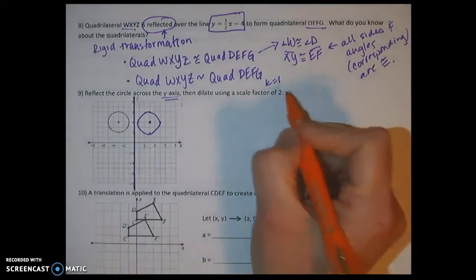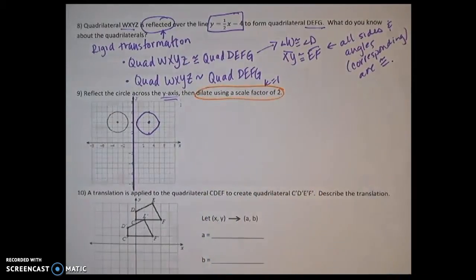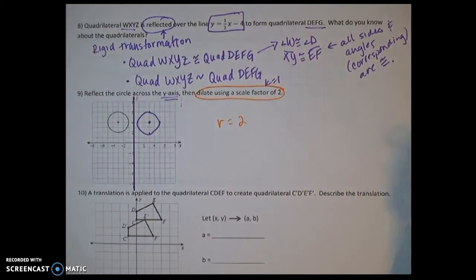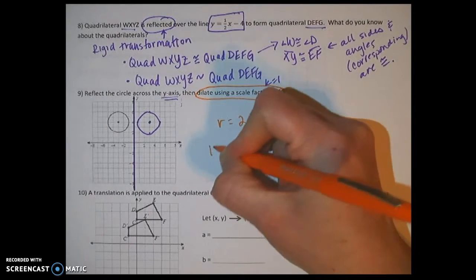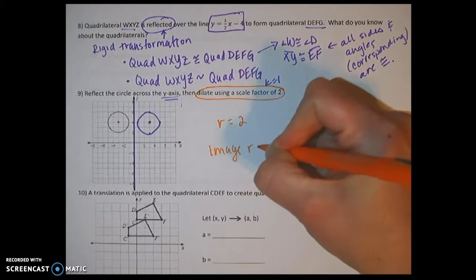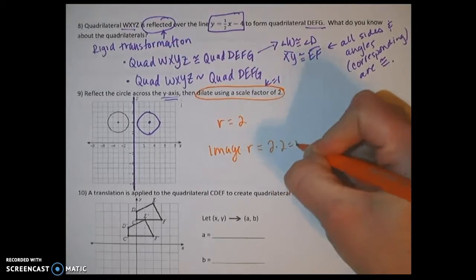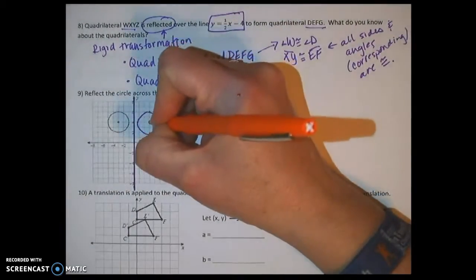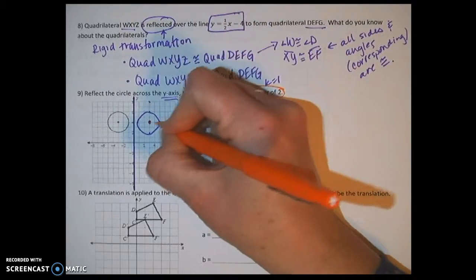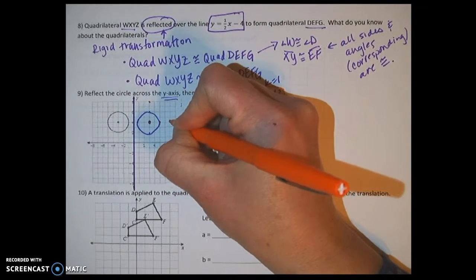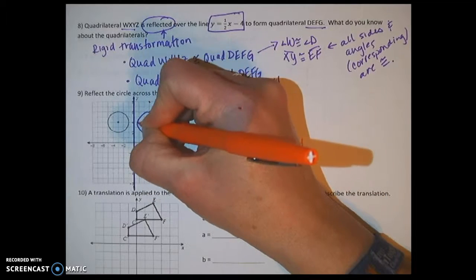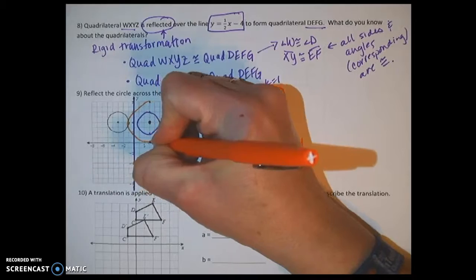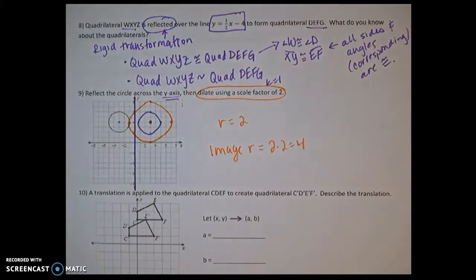However, it also told me that I needed to dilate it with a scale factor of 2. Because my radius of this circle is 2, my new radius, the image radius, is going to be 2 times 2, which is 4. So this is my center. I'm going to go up 4, right 4, down 4, and left 4. And I know that's not a pretty circle, but there's no judging here.